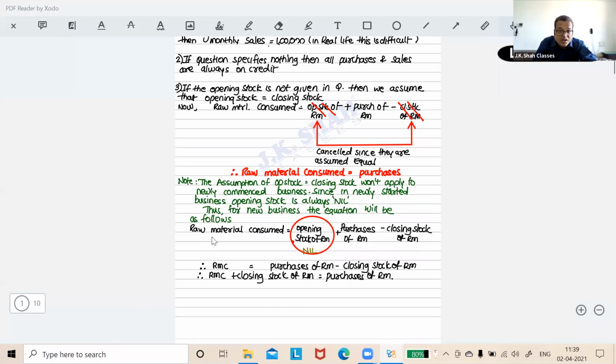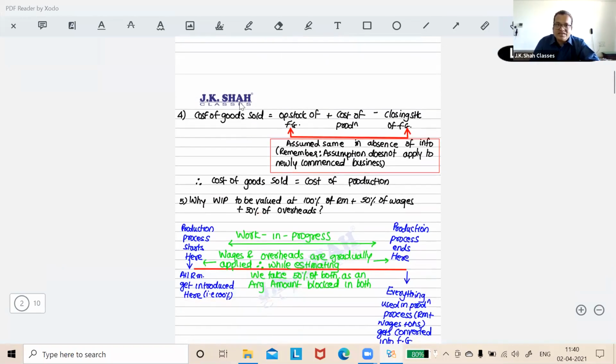What will happen? Read it. Raw material consumed is equal to purchases minus closing stock. So if I want to know the amount of purchases, what will I have to do? Shift this minus closing stock to the other side. Respect mathematics: minus closing stock will become plus closing stock on this side. So raw material consumed plus closing stock will become equal to what? Purchases. I hope everybody has understood this. Once you are okay with the assumption that opening is equal to closing, then the mathematics is simple. Okay, people, fine. So let's continue.